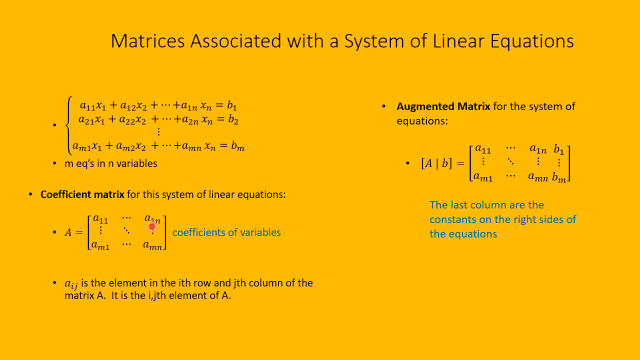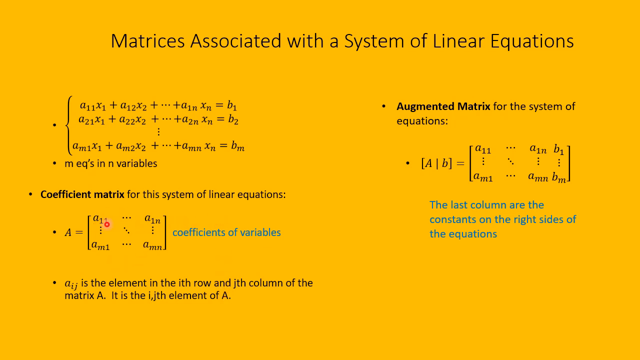Remember that all these a's are just coefficients of the variables that occurred in these equations up here. If I look at a particular element, a sub ij, what does this mean? We'll let it mean that that's the element in the matrix A that's in the ith row and jth column of that matrix. And as I mentioned perhaps, it's called the ijth element of the matrix A.